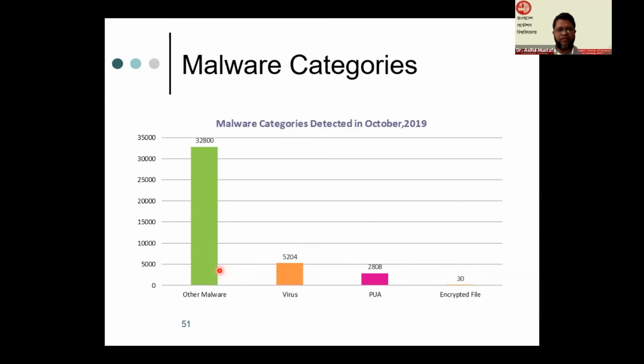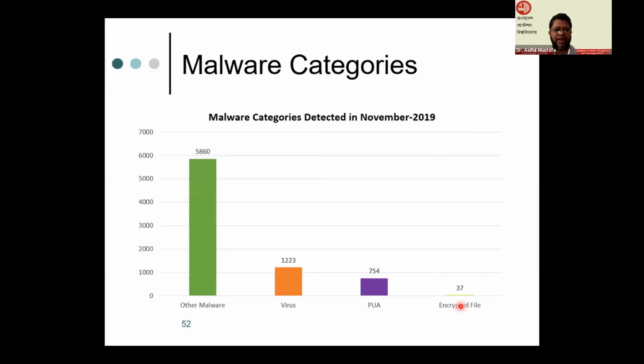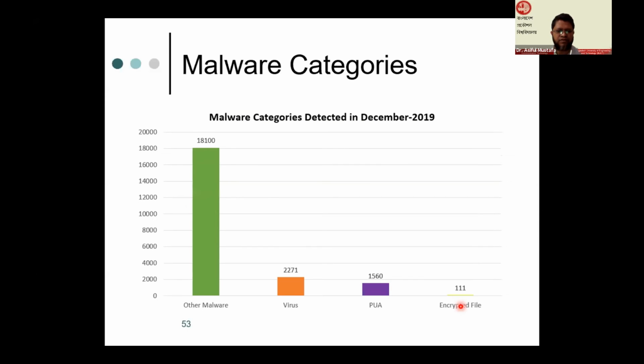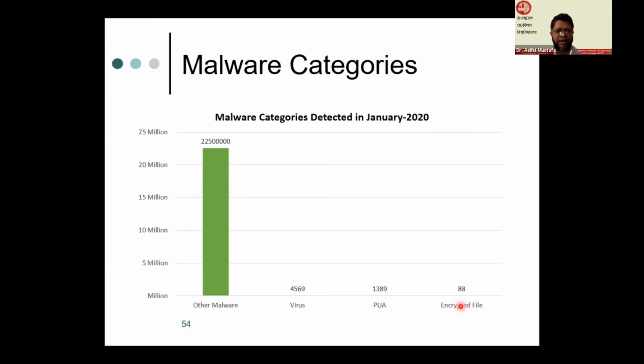So if you look further at the malware that has been detected, most of the malware was categorized by the system as other type of malware. So you cannot definitely say this is this type of malware. Apart from the other types, there are viruses, over 5,000. There is also password attempt, PUA attack, and also attack using encrypted files, where the encrypted file contains the malware. So we see this kind of malware categories. We see similar trends in other months as well. So in most cases, we see other type of malware being detected.